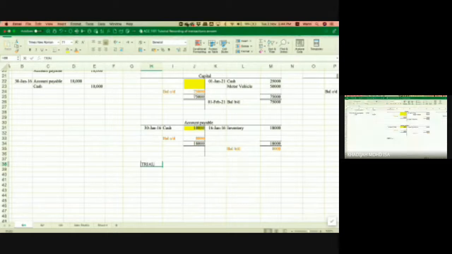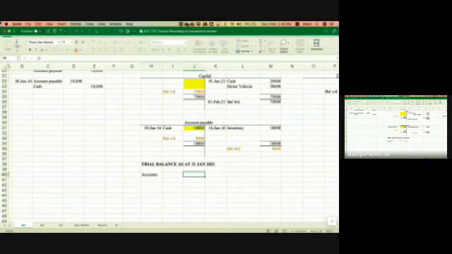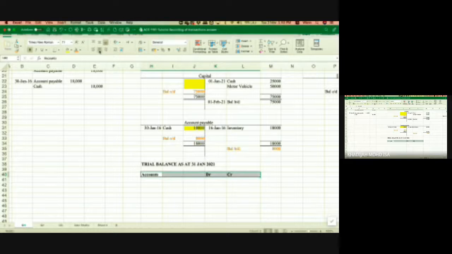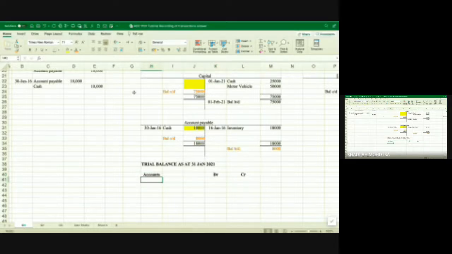Trial balance as at 31st of January 2021. So you have that. What you do is you have the list of accounts here, and then you indicate whether it is a debit balance or a credit balance, depending on whether it is an asset, liability or equity. Okay, let's do the first.